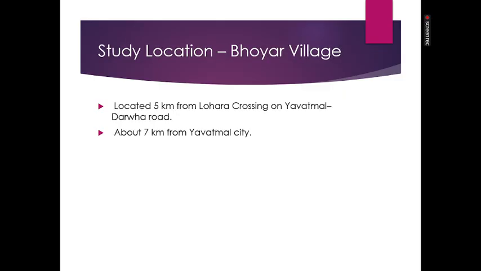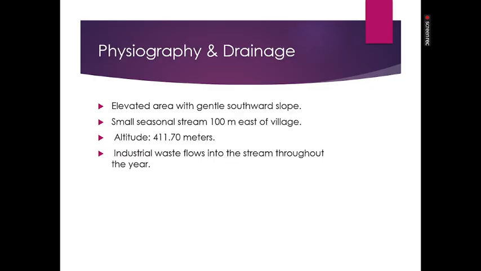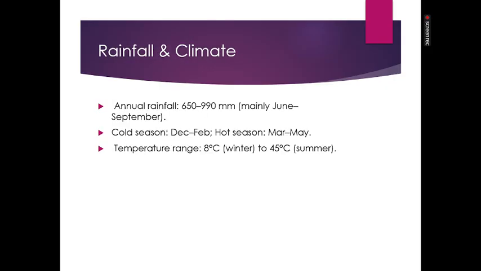Study location: Bhoyar village, located 5 km from Lohara crossing on Yavatmal-Dharwad road, about 7 km from Yavatmal city. The physiography and drainage: elevated areas with a gentle southward slope. A small seasonal stream lies 100 m east of the village. Altitude 411.70 meters. Industrial waste flows into the stream throughout the year.